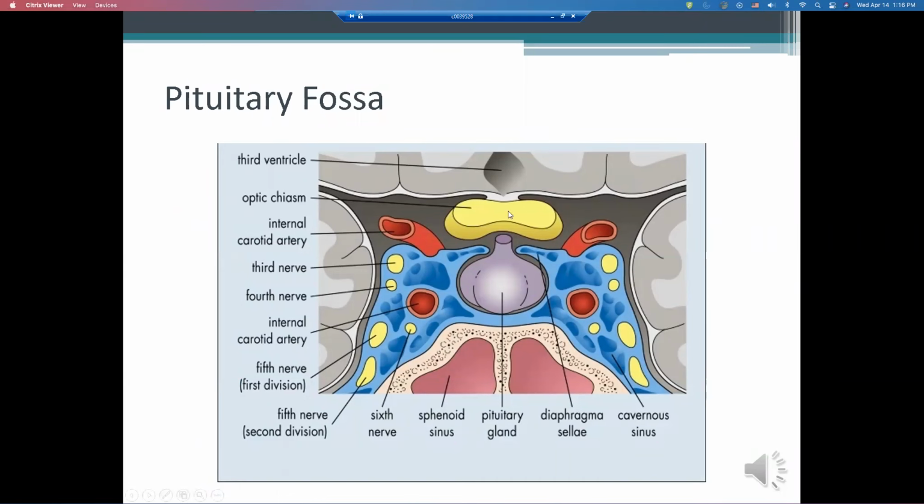You can see that this is the optic chiasm. This is the pituitary right here, and this is the sphenoid sinus. This is the right cavernous sinus, and that's the left cavernous sinus. And through it, you see the internal carotid artery. And here you can see some of the cranial nerves, which can be affected by large tumors. So you have the third nerve, the fourth nerve, the fifth nerve, and the sixth nerve right here.